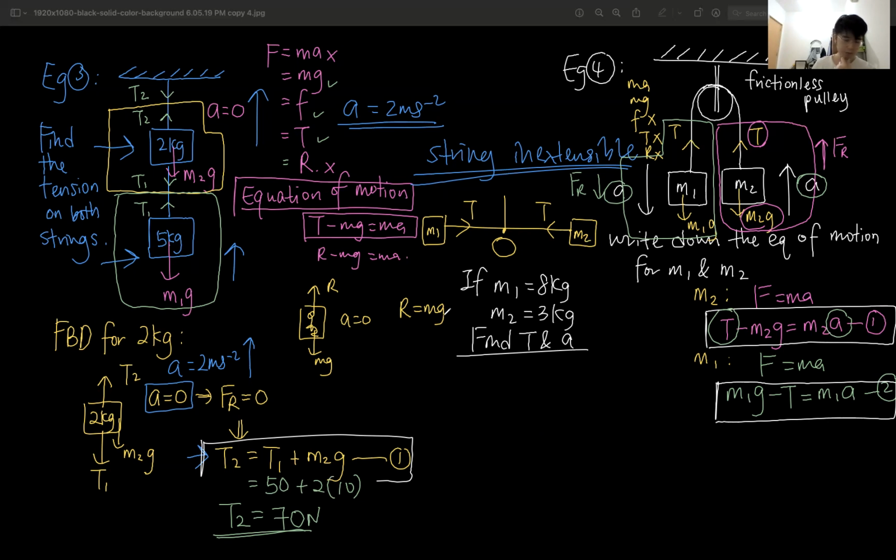Okay, let me solve. You can solve it and check your answer. Your final answer is 4.55 m/s², and T equals 43.6 Newton.